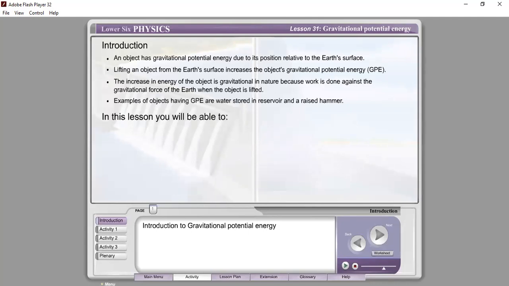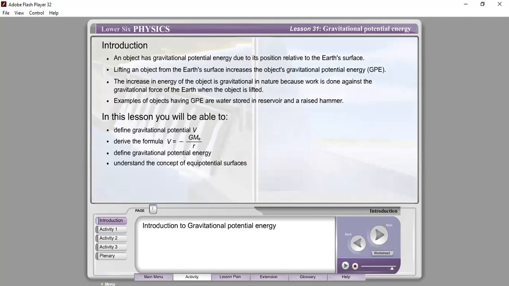In this lesson, you will be able to define gravitational potential V, derive the formula V equals negative G mE over R, define gravitational potential energy, understand the concept of equipotential surfaces, and derive the expression for change in gravitational potential energy.